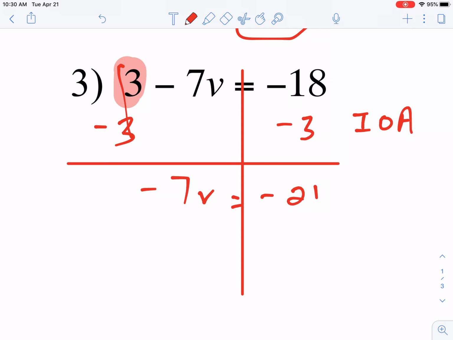Now we're going to do the inverse of multiplication. And the inverse of multiplication is simply divide by negative 7.